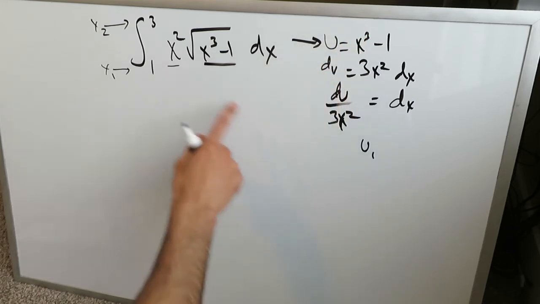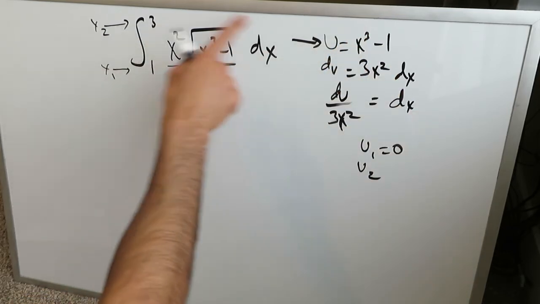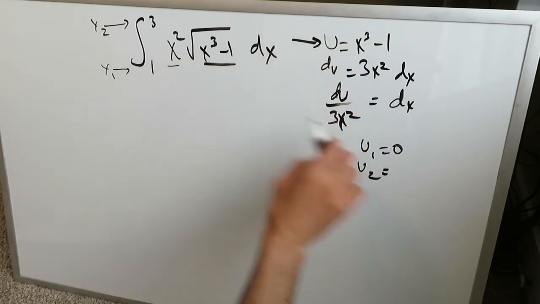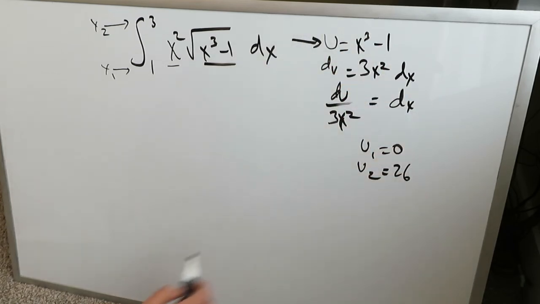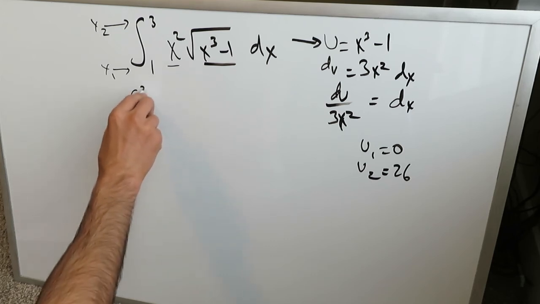1 cubed minus 1 is a 0. And u2 must be what? You put 3 right here in place of x. 3 cubed is 27 minus 1 is 26. So this right here is your new interval. Your new interval in terms of u is 0 and 26.